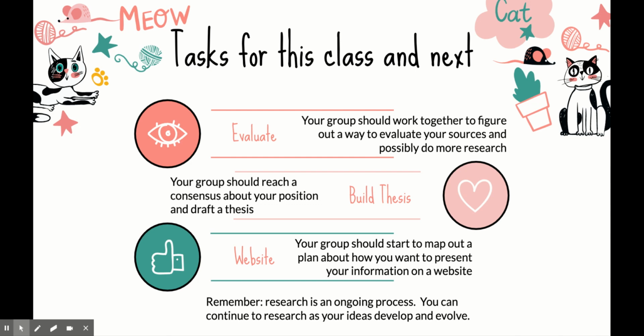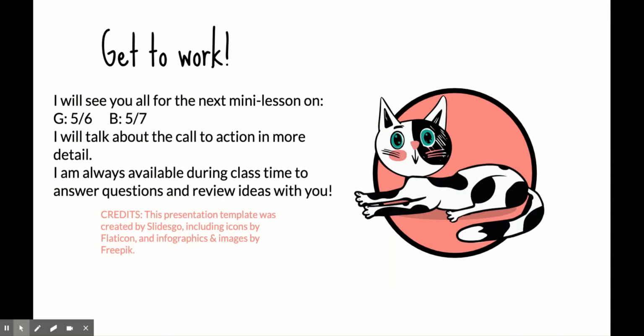I also want you to remember that research is an ongoing process. Just because we are moving on from the research stage does not mean that it is completely over. You can continue to research as your ideas develop and evolve, and keep looking for research that may be better than what you have found. Research is ongoing throughout this entire project. Maybe when you do your evaluation, you find out that only three of these work. You need to go back and do some more research, and that's okay. It's not like you're behind if you're doing research. And that's it. Get to work.